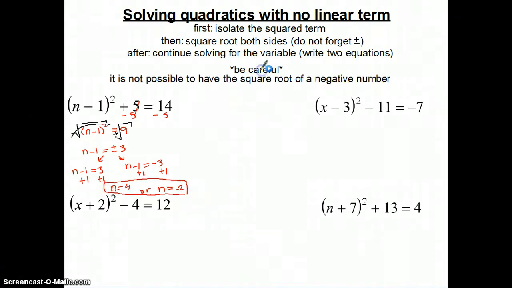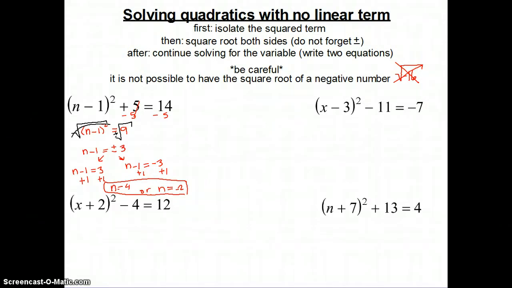Be careful. It is not possible to have the square root of a negative number. So if you ever run across a situation where you have the square root with a negative underneath, for example, maybe the square root of negative 16, this cannot be done. So you will say there's no solution to these equations. Now in later classes, you're going to talk about there being imaginary solutions.